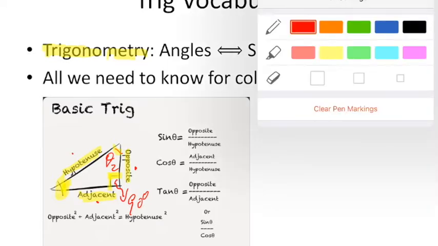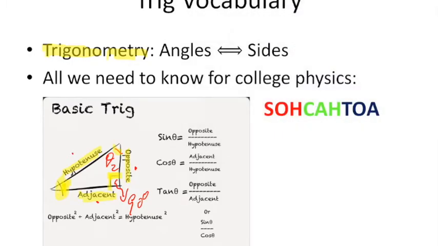And what we need to know is that for the angle theta, sine theta is opposite side over hypotenuse. Cosine theta is adjacent side over hypotenuse. And tangent theta is opposite side over adjacent side. If you do the math, you'll find tangent theta also equals sine theta over cosine theta.